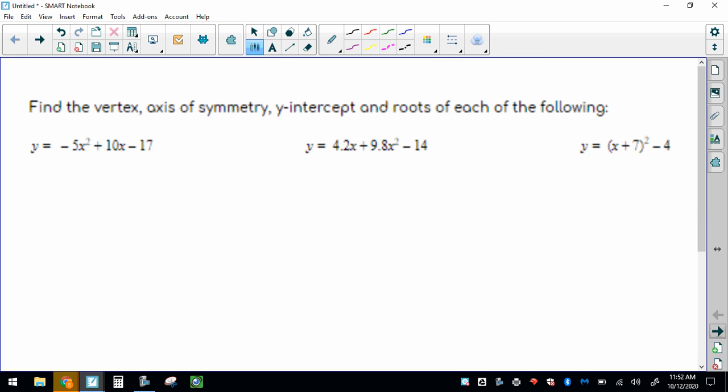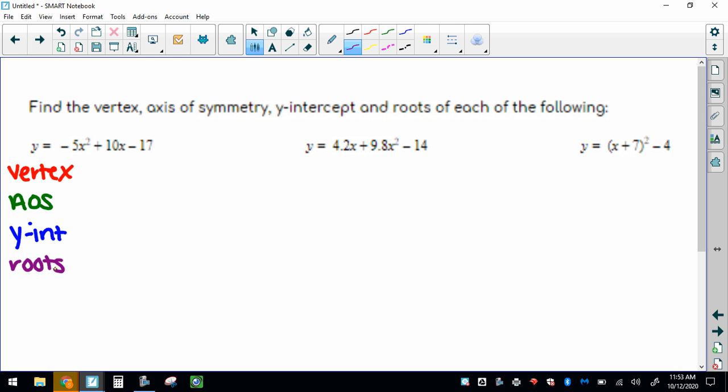All right, so let's look at the bottom of this. The bottom of this says find the vertex, axis of symmetry, y-intercept, and roots for each of the following. So I'm going to go ahead and write that up. Vertex, axis of symmetry. I'm too lazy to write out the whole thing. Y-intercept, and roots.